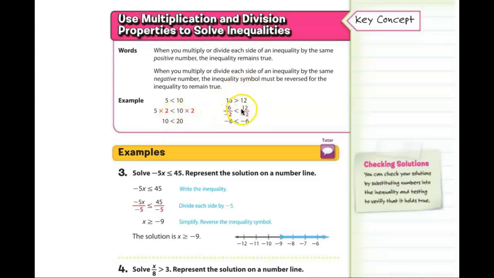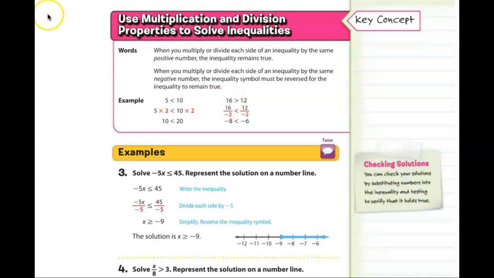However, if we were to use a negative number instead, 16 is greater than 12. If you divide 16 by negative 2, you get negative 8. And if you divide 12 by negative 2, you get negative 6. Negative 8 is less than negative 6. So you'll see here the sign switches. So when you divide by a negative number, you're going to end up with the opposite sign. Same thing is true if it was a negative number that you multiply by.